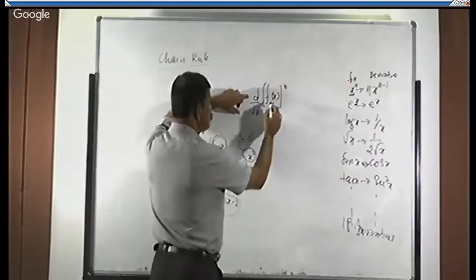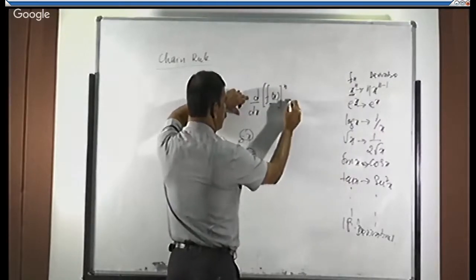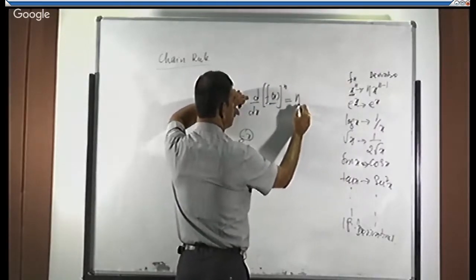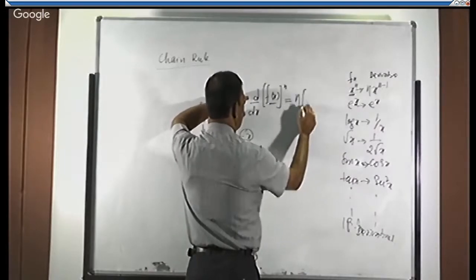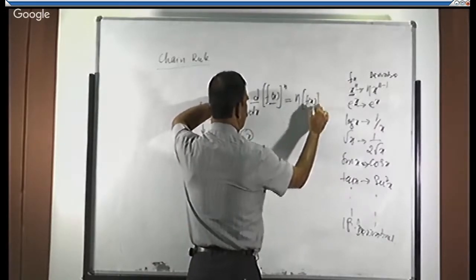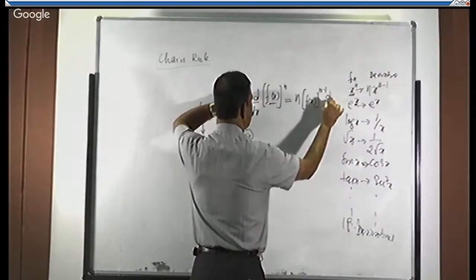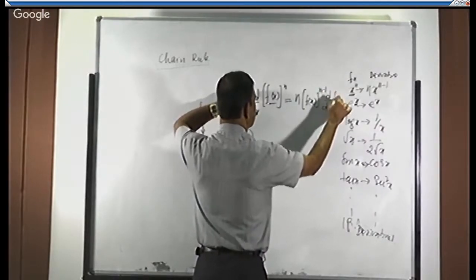See, suppose function to the power of n, we should write it like this: n into function to the power of n minus 1 into d by dx of function.